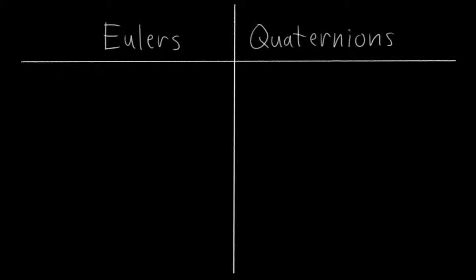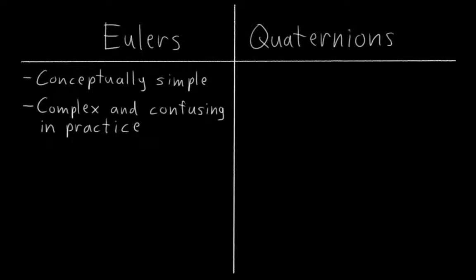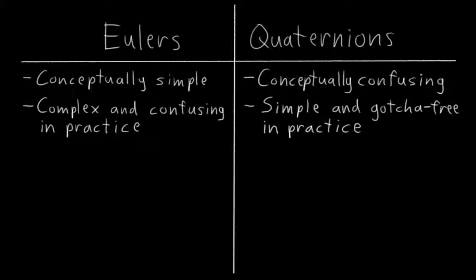As I mentioned in the last video, Eulers are really simple conceptually, but in practice, they're often complex and confusing. By contrast, quaternions are conceptually confusing, but in practice, they are shockingly simple and gotcha-free to use.